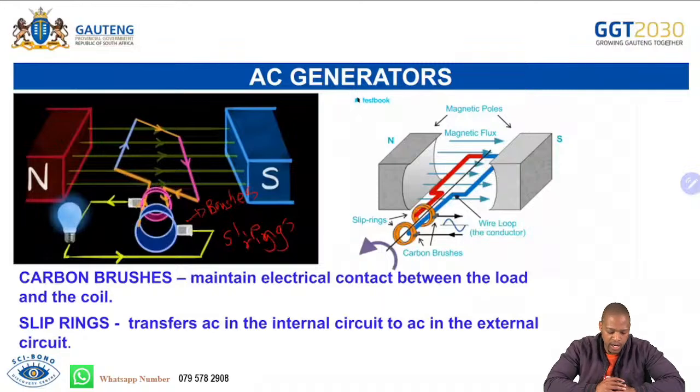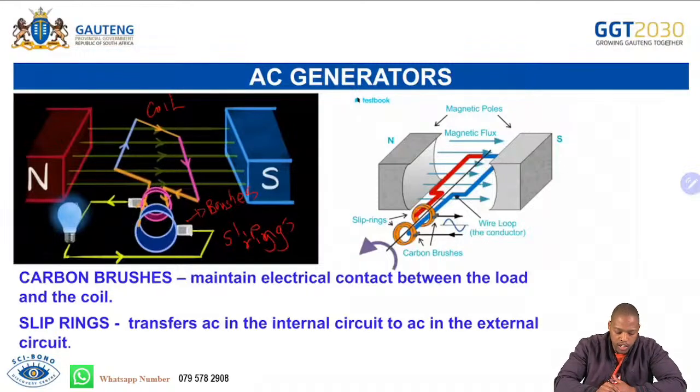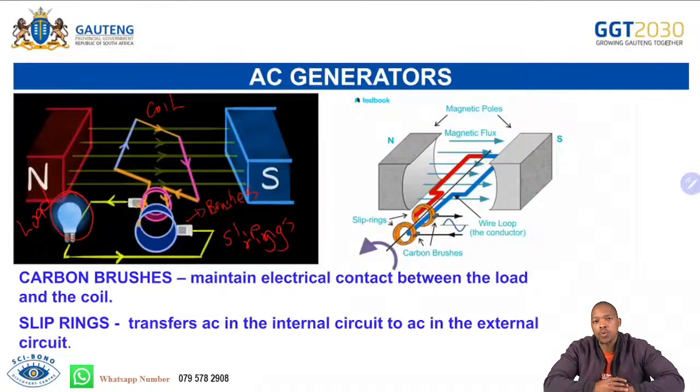A generator is going to have carbon brushes. A generator is going to have slip rings. A generator is going to have a coil. And a generator, of course, is going to have a load where electricity is going to be provided. Hence, it is converting mechanical energy into electrical energy. So at the end of the day, these are the things that we must know, and this is what a generator, a simple generator, looks like.